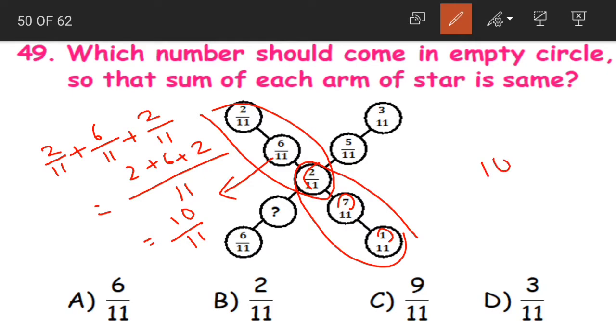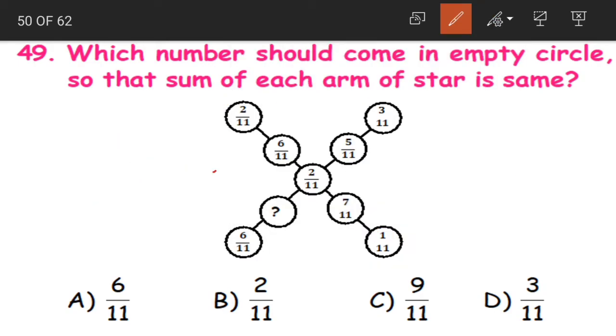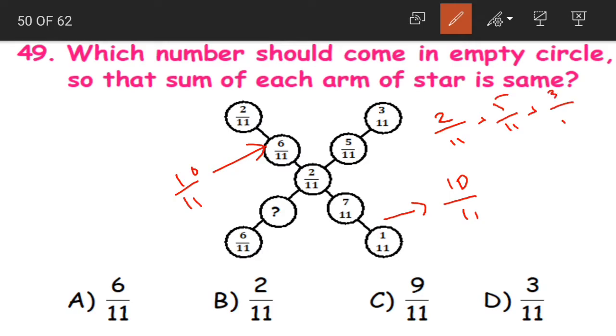2 plus 7 plus 1 is again 10 divided by 11. Again this arm: 2 by 5, this is 10 by 11, this is 10 by 11. 2 by 11 plus 5 by 11 plus 3 by 11. We are calculating the sum of this arm.